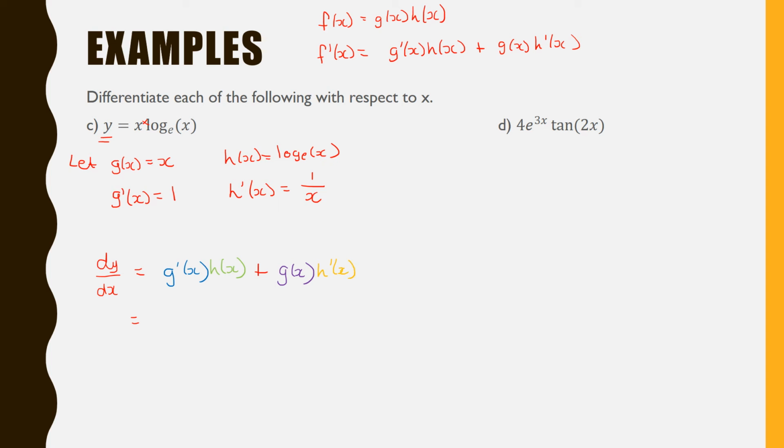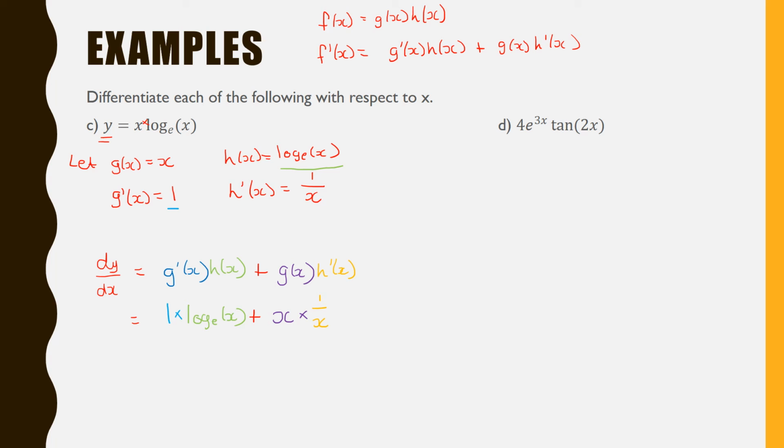So let's substitute in the values from the things that we've worked out earlier. g dash x, our function here, is 1, and that is multiplied by h of x, our function here, which is log base e of x. Okay, we add to this our g of x function, which is x, multiplied by h dash x, which is 1 over x.